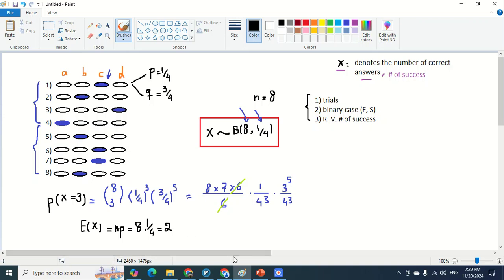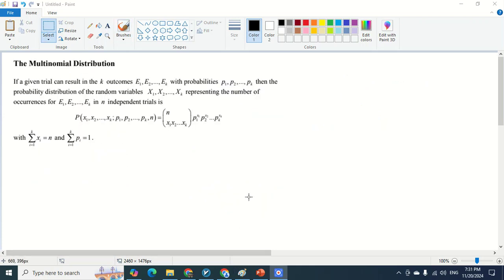So I hope that with that question you reviewed the concept of the binomial distribution. But let us discuss the cases where, instead of 2 outcomes for each trial, we have more than 2 outcomes. This is going to be the multinomial distribution. Let us take a look at the multinomial distribution as well.